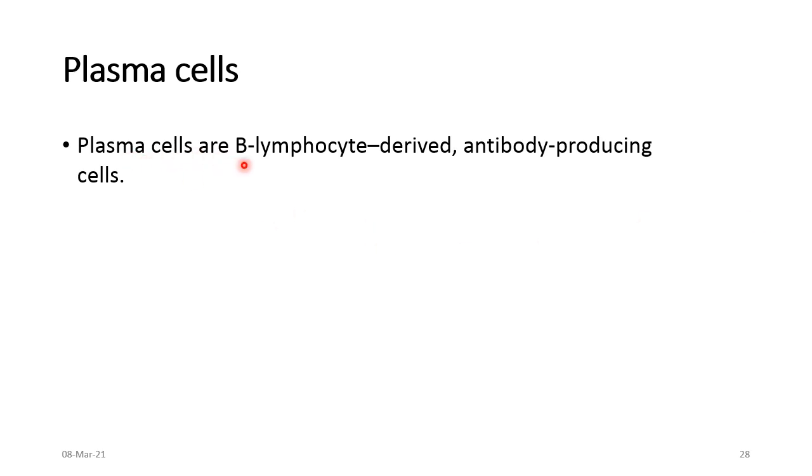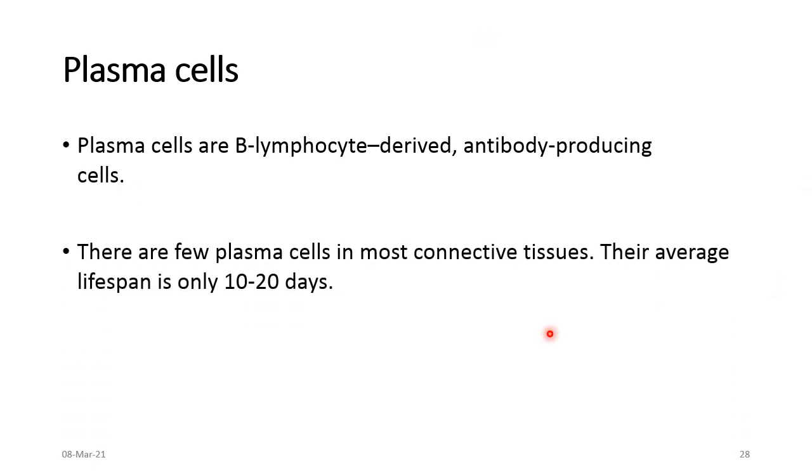The plasma cells are B lymphocyte derived antibody producing cells, and there are few plasma cells in most connective tissues. Their average lifespan is 10 to 20 days, only 10 to 20 days in the connective tissue.